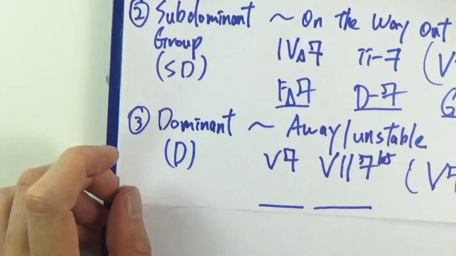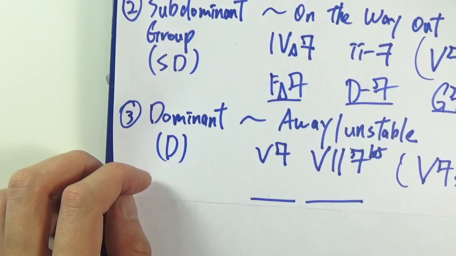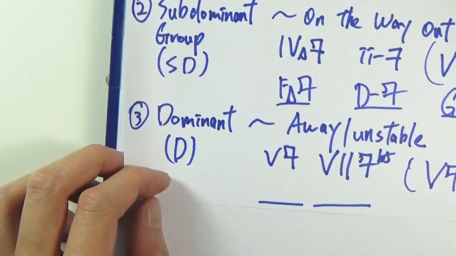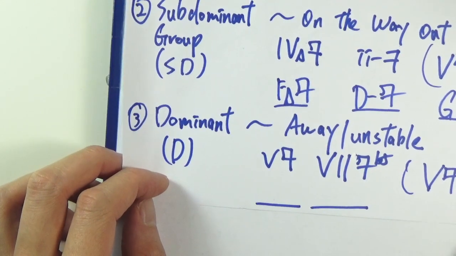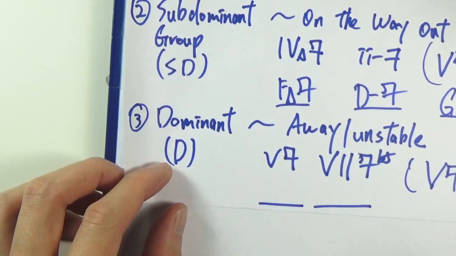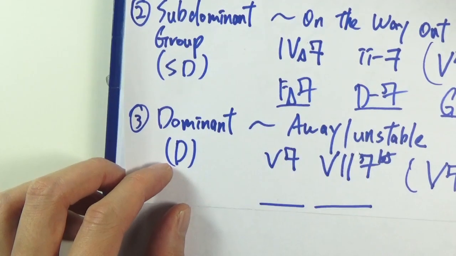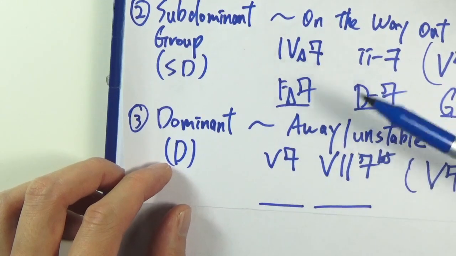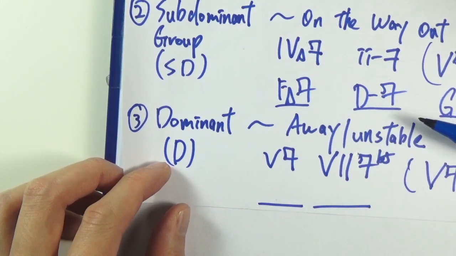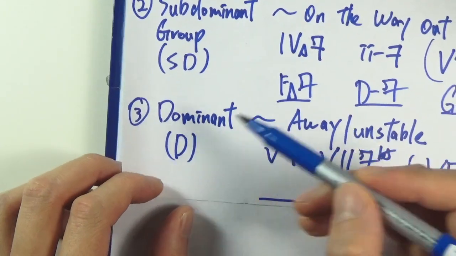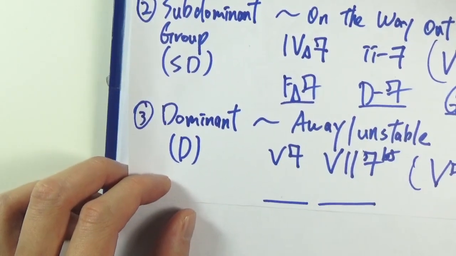Okay, the final chord group, dominant chord group. So you can think of the dominant chord group as the destination, say when you're going out, you're going to a restaurant. So this is the restaurant, okay? And this is the destination that you want to go. So you're away from home, okay? So the destination is somewhere away from home, okay? So you're away, you're unstable. So after you finish, you really want to go home and rest, okay? But the dominant chord group feels away, it feels unstable.